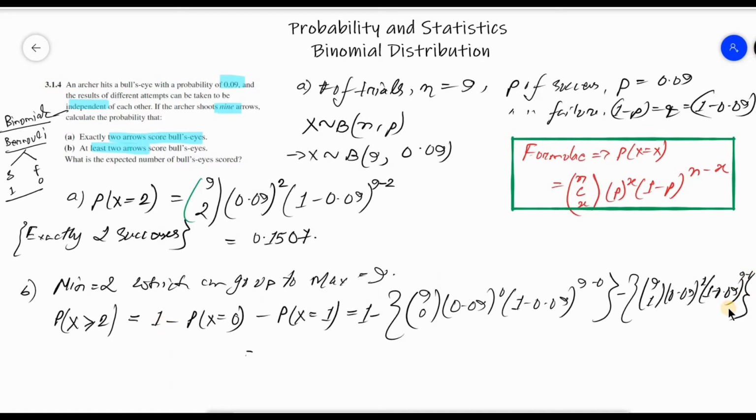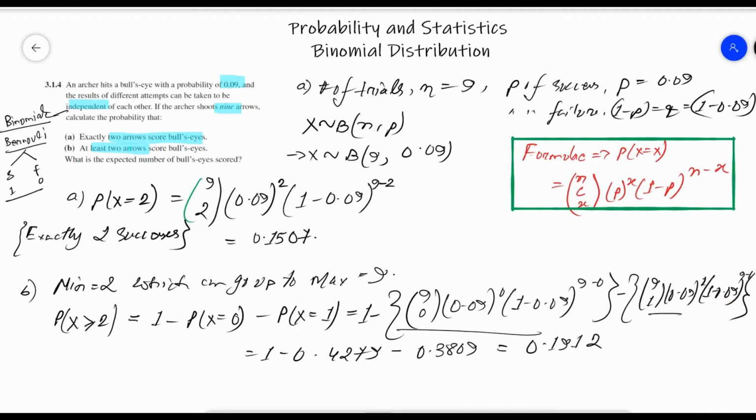Now if we do the calculation, we'll get 1 minus, for this one we have 0.4279, and for this one we have minus 0.3809. So after doing the calculation, we get 0.1912. That is our final result.